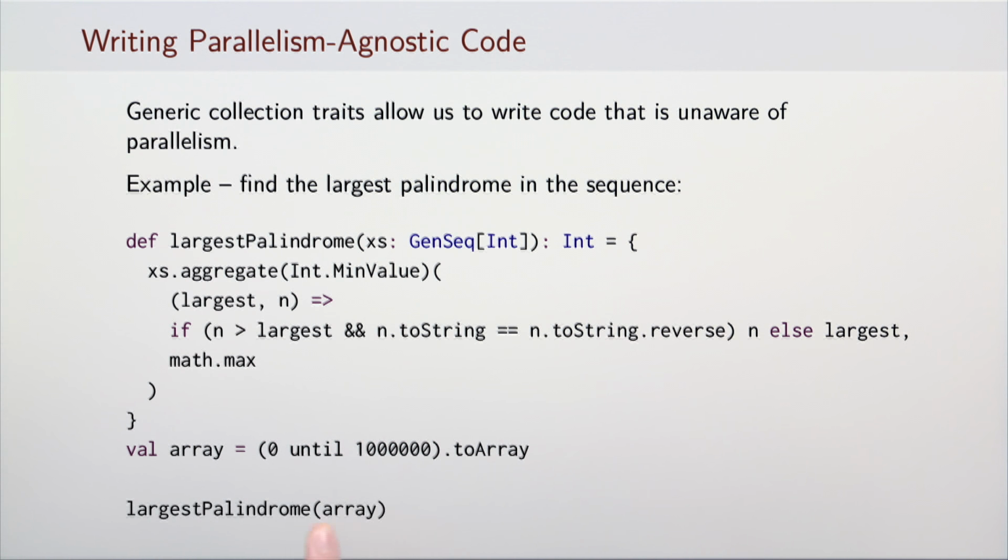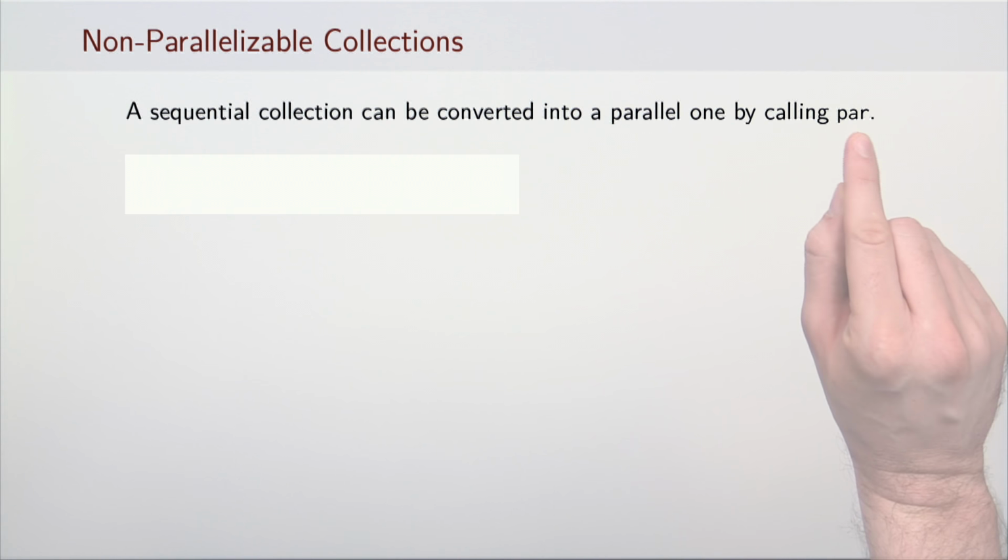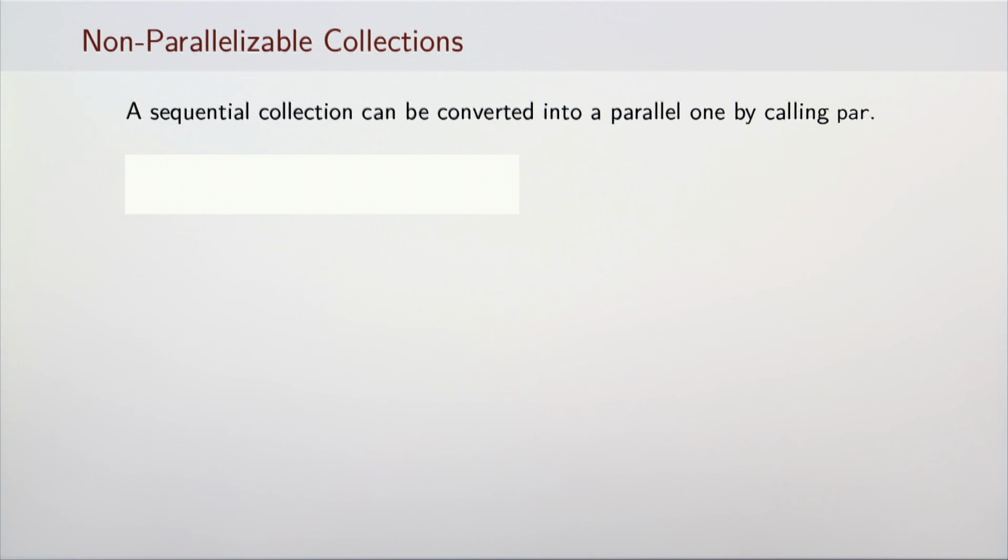We can invoke this method by passing a sequential collection, or in this case, an array. We can also invoke this method using a parallel collection. In this case, we invoke the .par operator on the array. Next, let's take a closer look at the .par operator. As we already know, a sequential collection can be converted to a parallel one by calling .par. Let's measure the running time required to convert two different sequential collections to parallel ones.